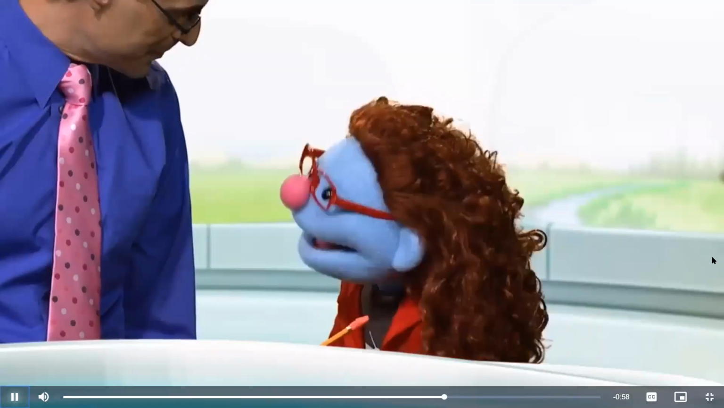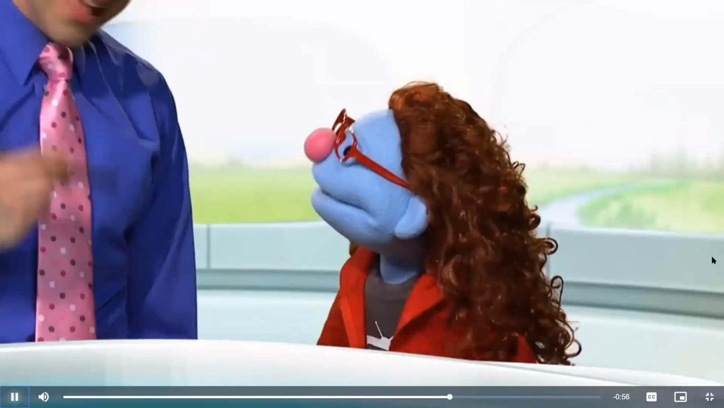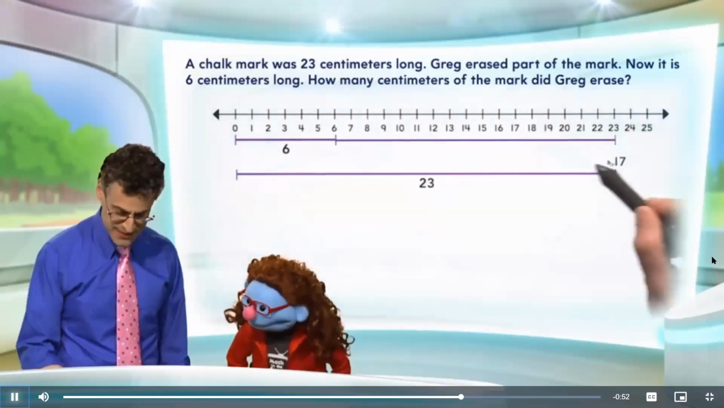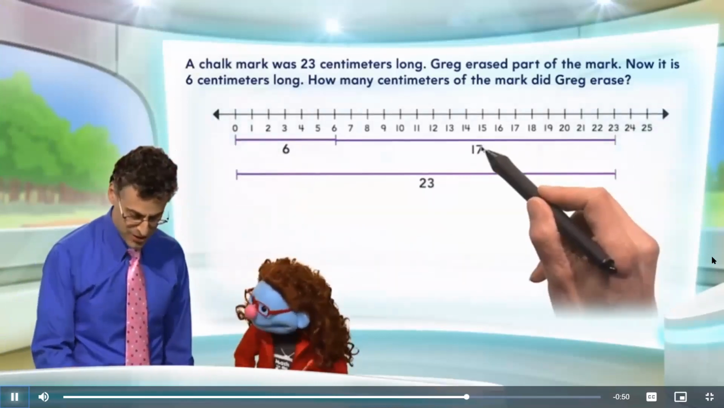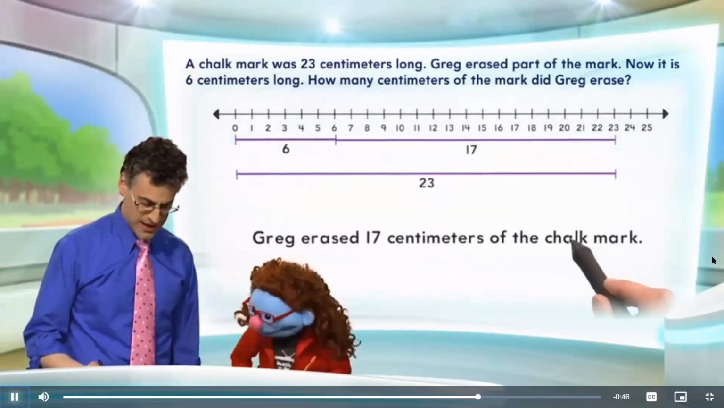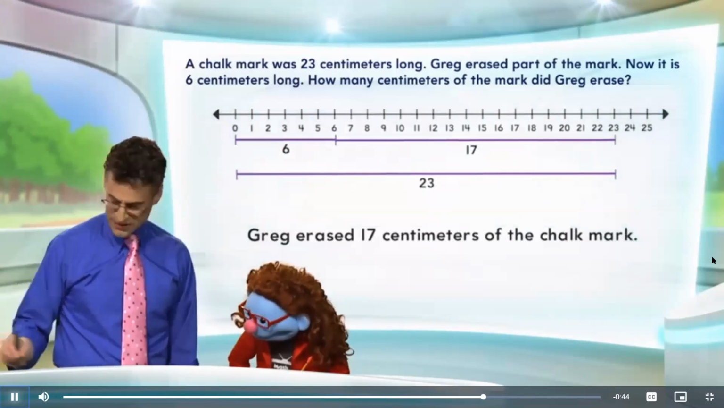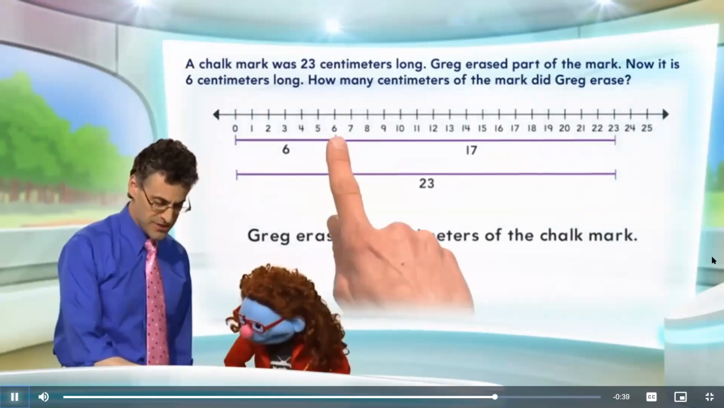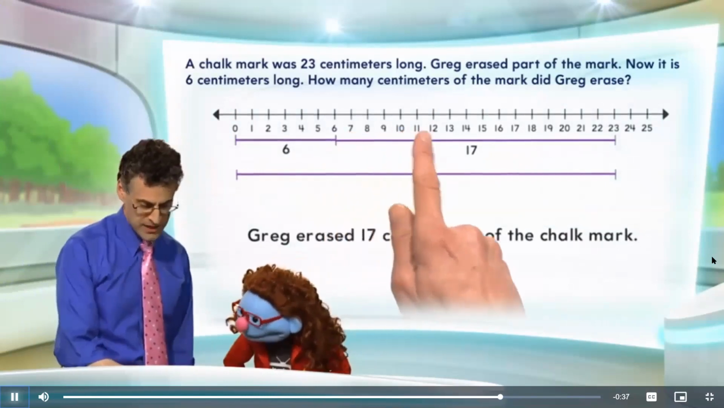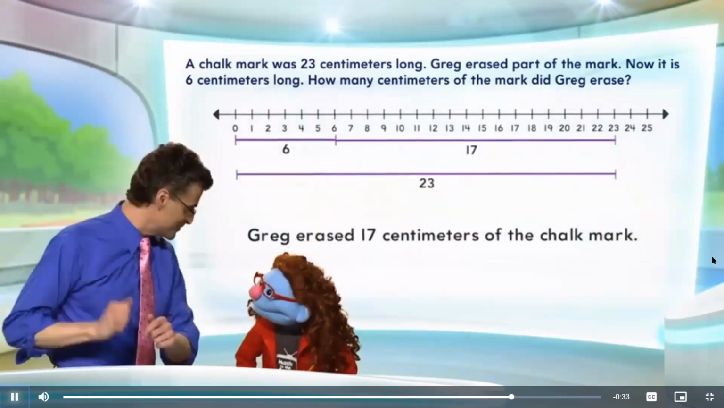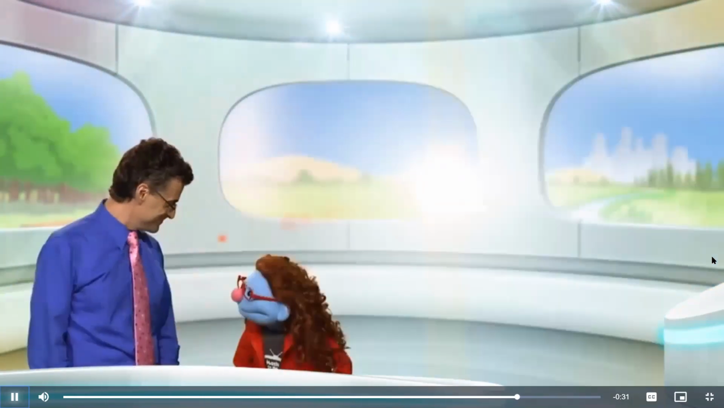Well, Mark must have an awesome eraser, too. Exactly, because he erased a length of 17 centimeters, which is really a long, long ways. And we can see that for ourselves. And so the answer is Greg erased 17 centimeters of the chalk mark. And we saw that by seeing where we start and just counting the units over one at a time. And that will tell me the entire length of this from here to here. Perfect. Oh, thanks, Professor Berger.